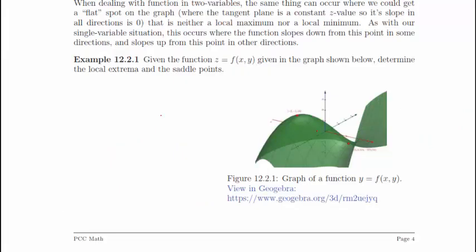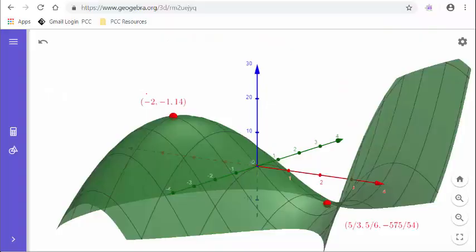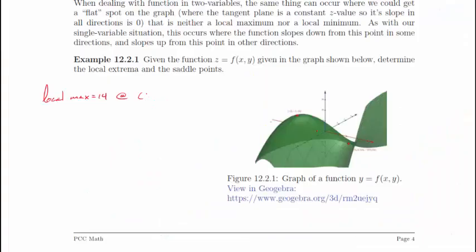So we have the local max is 14, and this occurs at, I think I said, what did I say, negative 2, negative 1, right? Yep. So it occurs at that point. And then we have a saddle point.